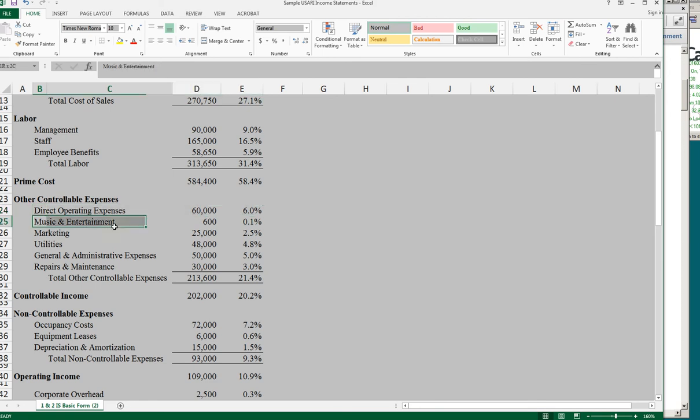Music and entertainment is pretty standard. If you have a bar, or if you're running a lounge, something with live entertainment, this number goes up considerably. If you're running Chuck E. Cheese, all those animatronic things will also go into here.